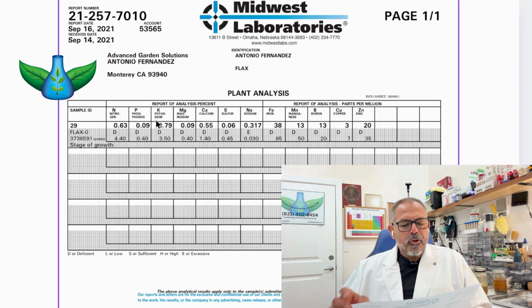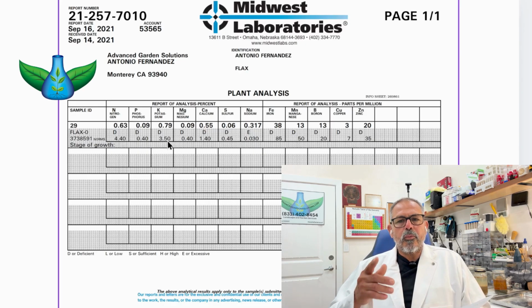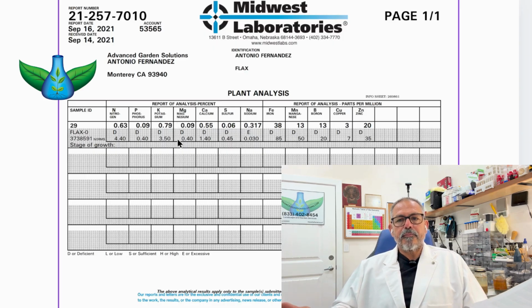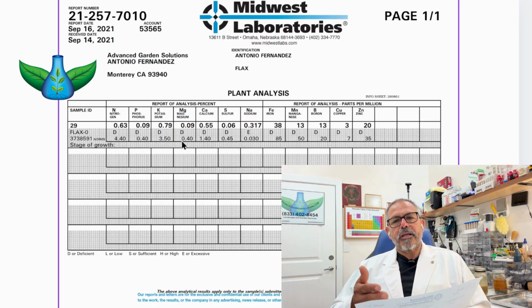Potassium. Potassium is also low. Normally, it should be between 1.5 and 3.5%, but here we only have 0.79% of potassium. Next is magnesium. Even though we have tons of magnesium in the soil, the plant should have between 0.2 and 0.4%, but here we only have 0.09% in the plant.